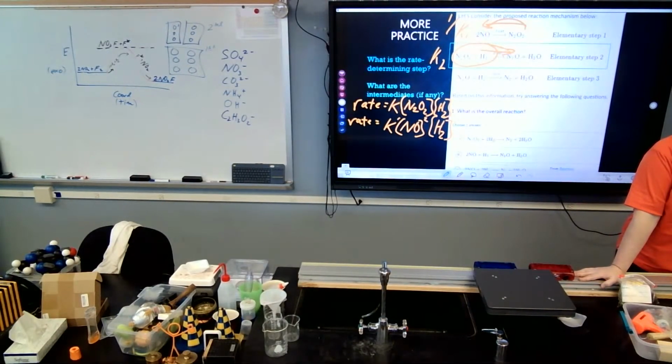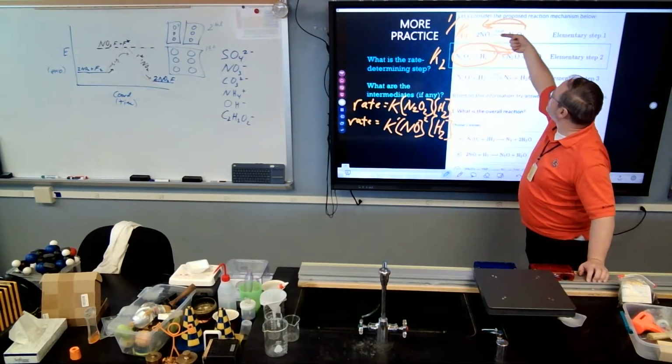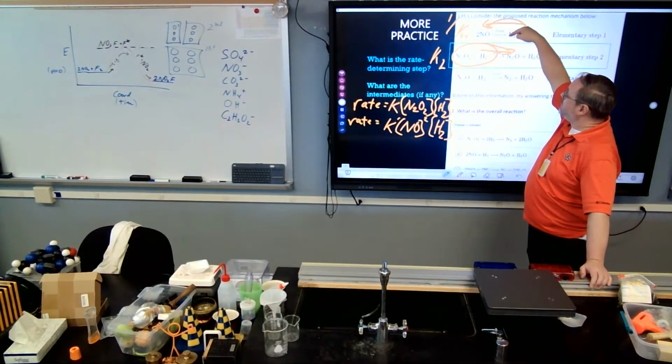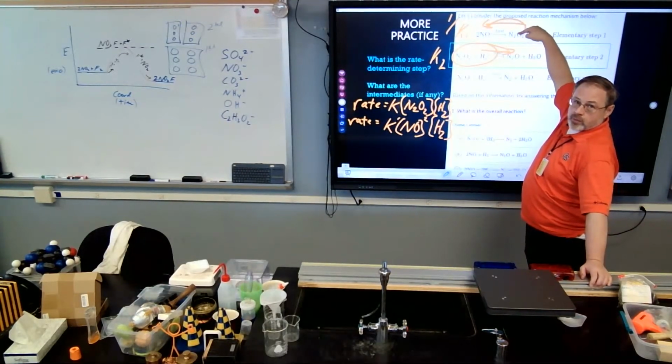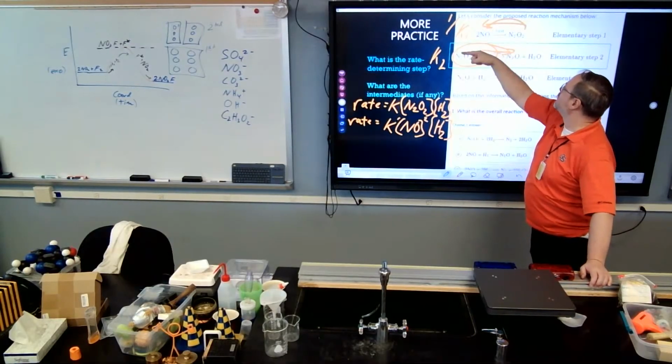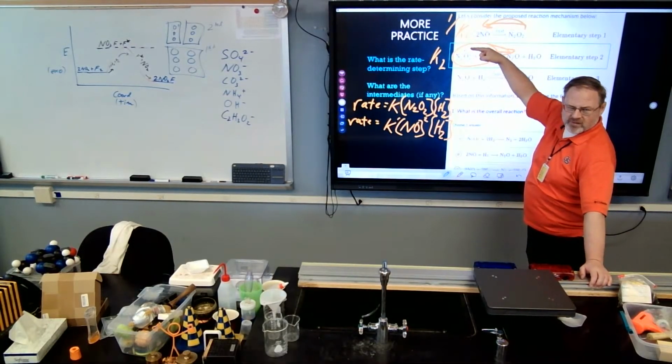It is the product of the K2 for the second step, which is a slow step, but it is the inverse of K1 because this reaction has to be flipped over. Because you don't put N2O2, you put 2NO, but we're moving that direction to make it. Does that idea make sense?